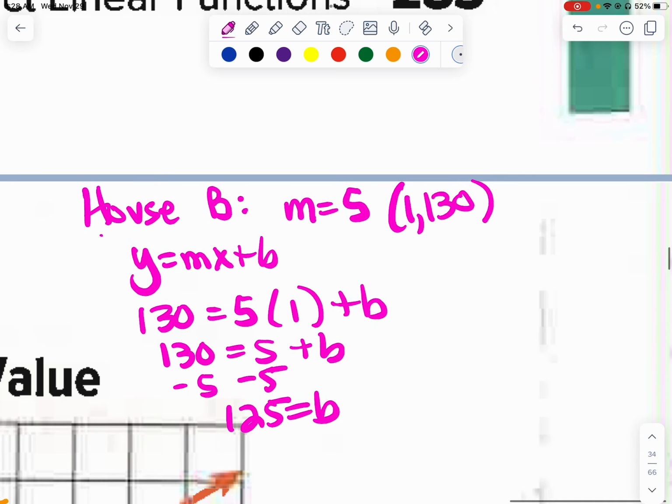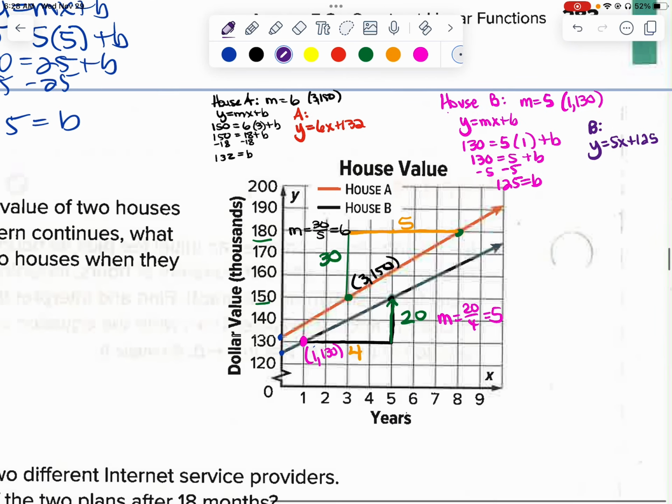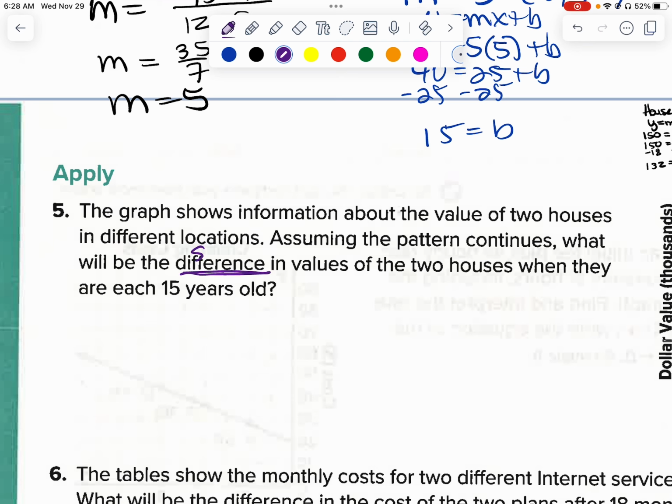So house B is the equation y equals 5x plus 125. So we found the two equations of the line. Awesome. We did that. Now it says, what will be the difference? So difference is subtraction, right? In the values of the two houses when they reach 15 years old. So I need to find out how much they cost at 15 years old.